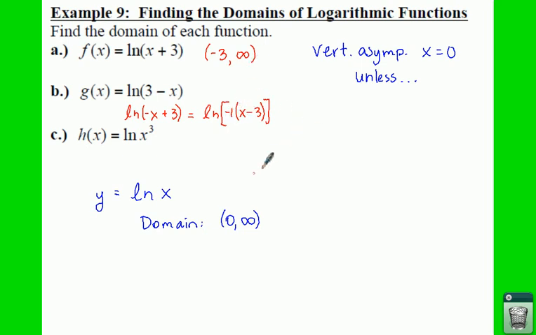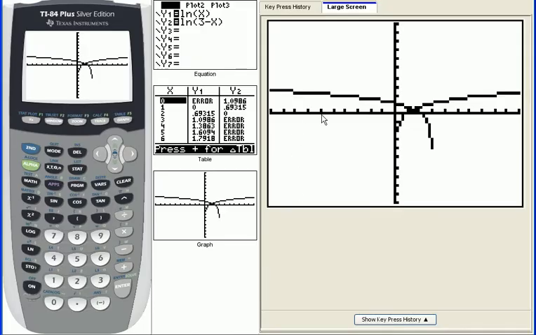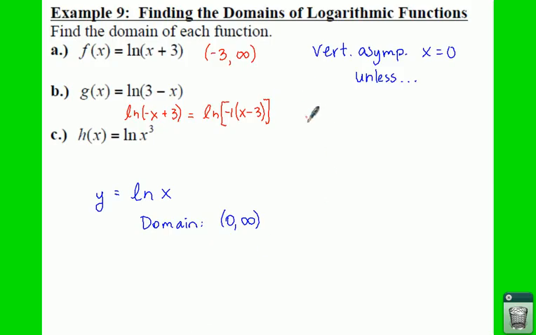So you are going to end up having your domain from negative infinity all the way up to, and not including, 3. So your new domain is negative infinity all the way up to 3. And that is just by taking out a negative 1 and looking at your shifting.